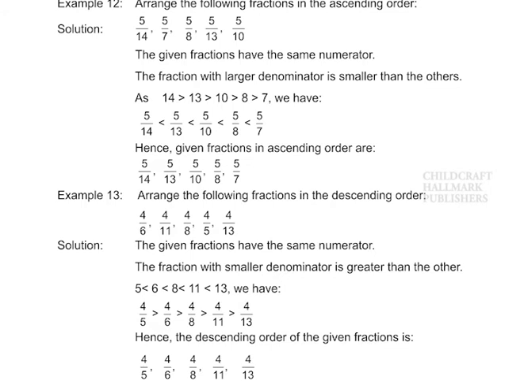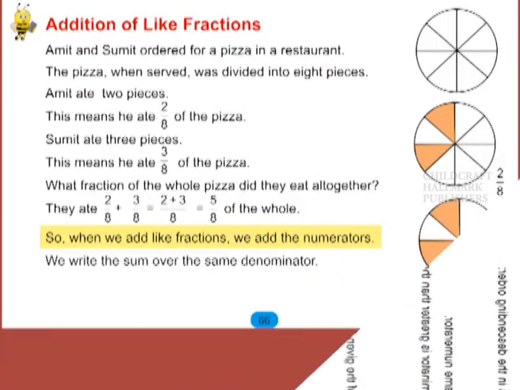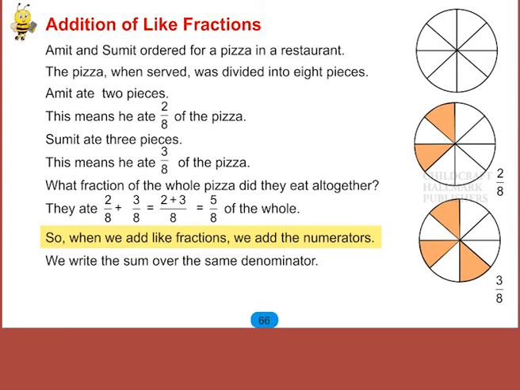We have 4/5 > 4/6 > 4/8 > 4/11 > 4/13. Hence, the descending order of the given fractions is 4/5, 4/6, 4/8, 4/11, 4/13. Addition of like fractions.